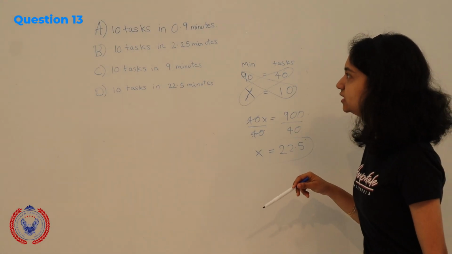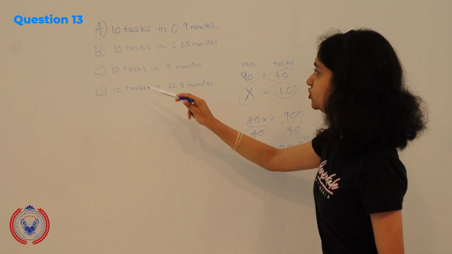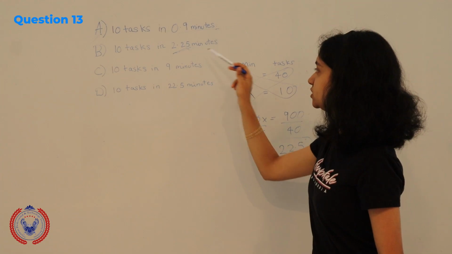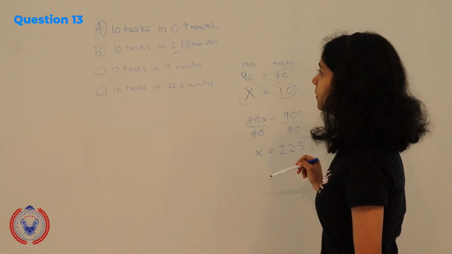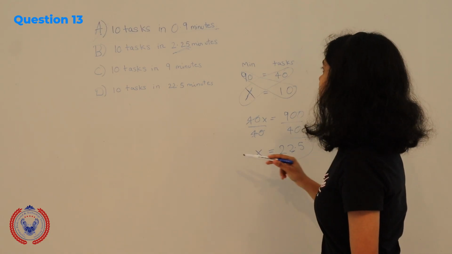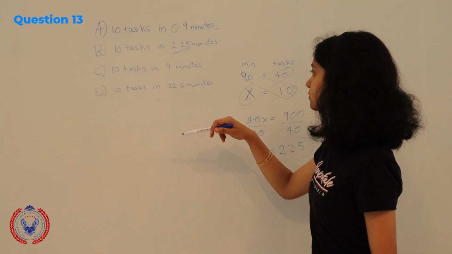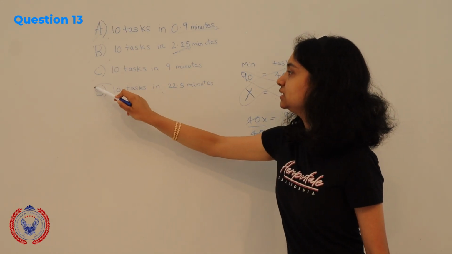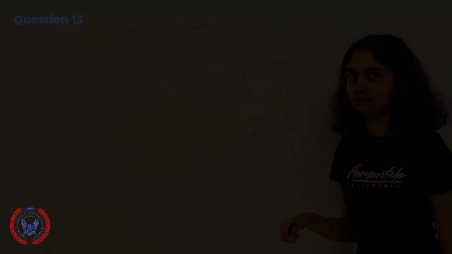Is that a choice? Let's look. A, 0.9 minutes. No, that is not a choice. B, 2.25 minutes. This could actually throw us off if we are not looking at our decimals clearly, which most probably happens in exams, so be careful with the decimals there. So B is not a choice. C, 9 minutes. That is clearly not a choice. Hence, D, 10 tasks in 22.5 minutes is the correct choice.